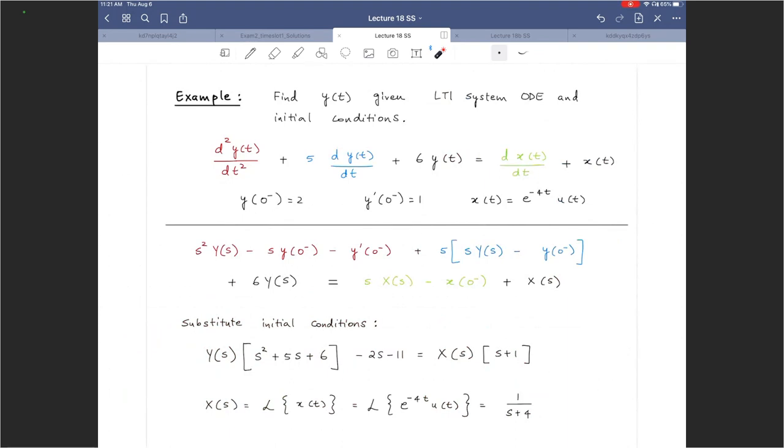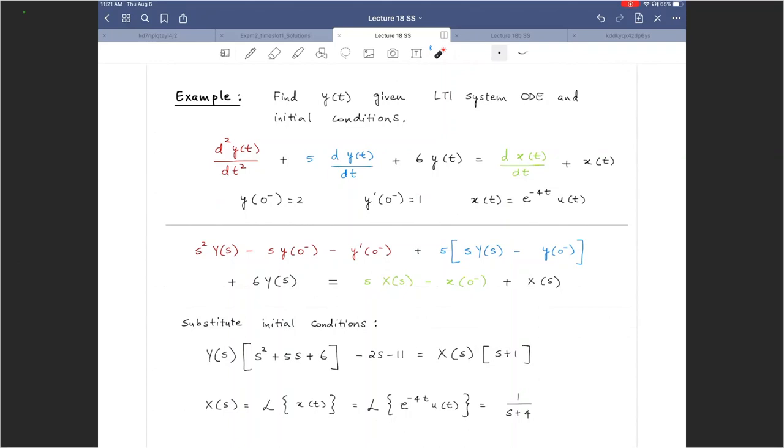We are asked to find the response y of t given an LTI system ordinary differential equation, and we are also given initial conditions. So we have the second derivative of y plus 5 times the first derivative of y of t plus 6 times y of t equals the first derivative of x, the input, plus x of t. We are given that the initial condition for the output just before 0 time is 2. The first derivative of y evaluated at 0 minus is 1. And the input is e raised to minus 4t u of t. So given all of that, how do you find y of t?